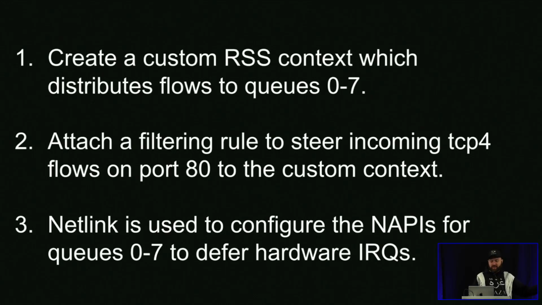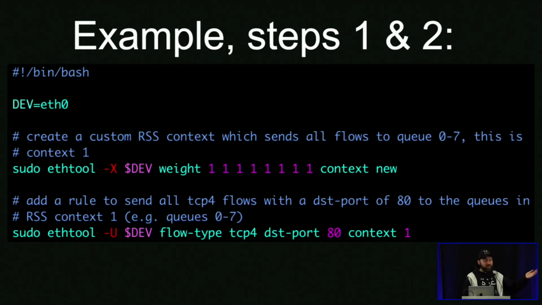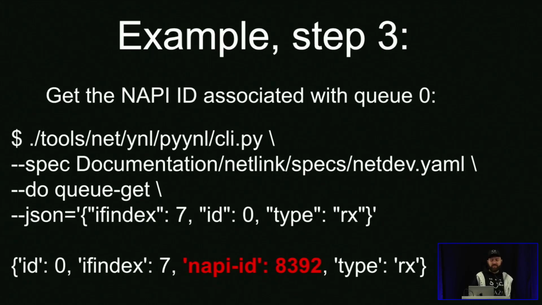So how do you actually do that? Well, steps 1 and 2, you can just do with ethtool. You can create a custom context with ethtool, and then you can set up a flow rule, again using ethtool, to steer flows that are coming into port 80 to this custom context. And then for step 3, to set the defer hard IRQs per queue, you can do it 2 different ways. You can either do it on the command line with Python, or you can use a C library, libynl, which I'll get to in a second.